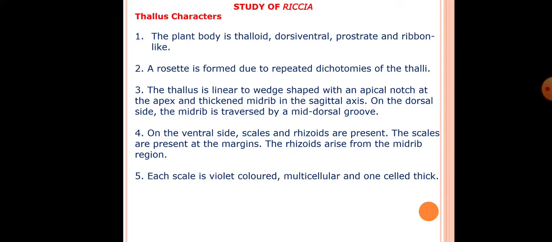The thallus has two sides, dorsal and ventral side. Dorsal means upper side and ventral means lower side. On the ventral side, scales and rhizoids are present. These scales are present at the margins and the rhizoids arise from the midrib region. The scale is violet colored, multicellular and one cell thick.